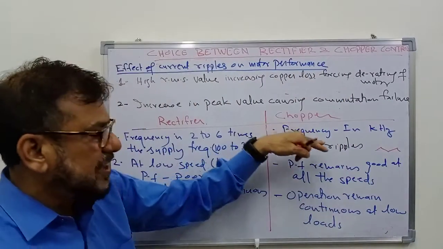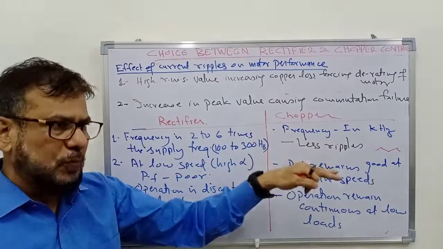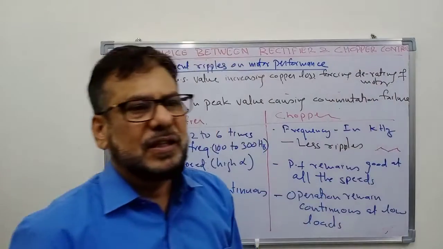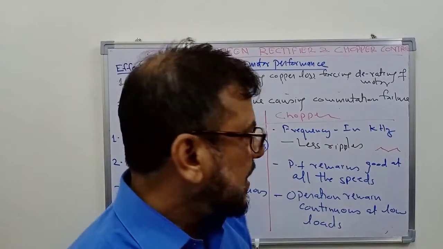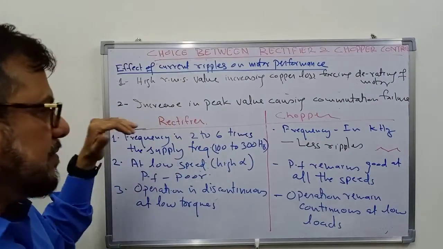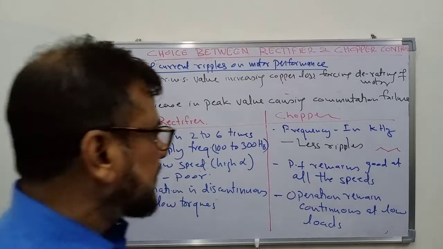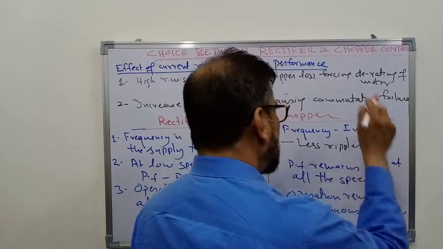So less derating of the motor will be required in the case of chopper control, even though the performance may be worse than from a normal DC supply, but it is much better than the performance when we are using a rectifier. So this is the advantage of chopper control.